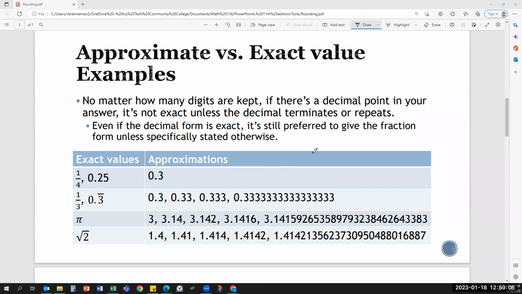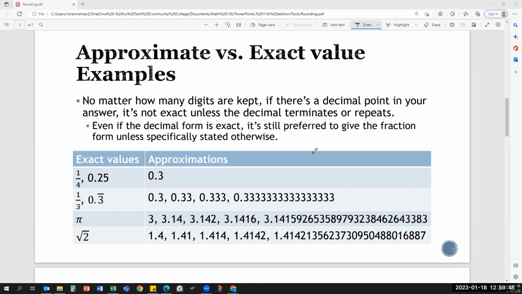Some examples, just a reminder, it doesn't matter how many digits you keep, it's still an approximation if it's not a rational number, if it's not a terminating decimal. So we have like 1/4, 0.25 is a decimal that's an exact value of 1/4 because it's a terminating decimal. But if you're not being asked for the decimal, if you're not given rounding instructions, generally stick with the fraction form. 0.3 would be an approximation, a rounding off of that 0.25.